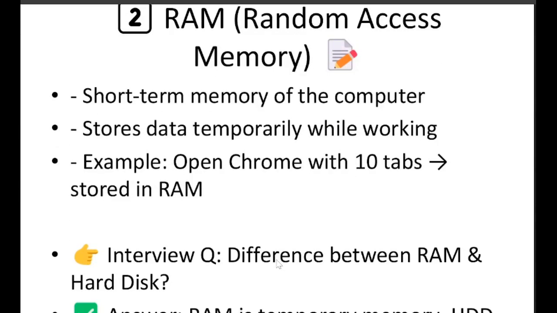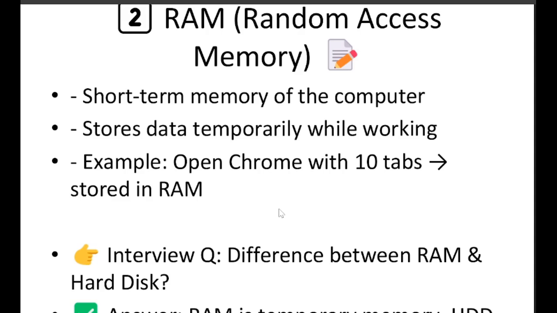RAM, what is RAM? RAM is random access memory. Actually, it's the short-term memory of the computer. It stores data temporarily while working. For example, open Chrome with 10 tabs, so it's stored in RAM. Suppose you are working in the Chrome browser and you open one or more tabs. All this data will not be stored permanently. It will be stored temporarily in the RAM. So this is called RAM.